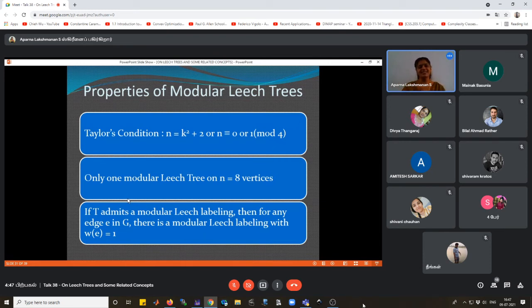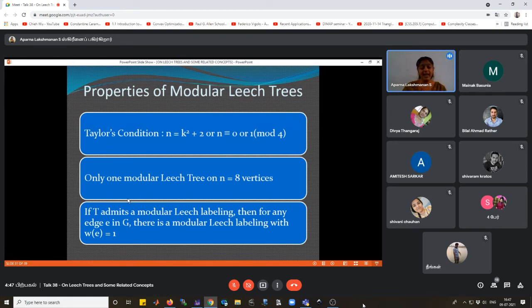That is regarding the order of a modular leech tree. A similar result holds here. Your n will be equal to either k square plus 2, or will be congruent to 0 or 1 mod 4. That is, it will be either 4n or 4n plus 1, or a perfect square plus 2. Okay. For 8 vertices, it has been proved that there exists only one modular leech tree, and for greater than 8, the question is still open. Okay.